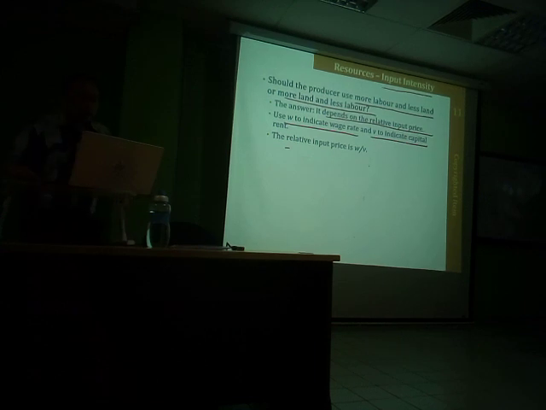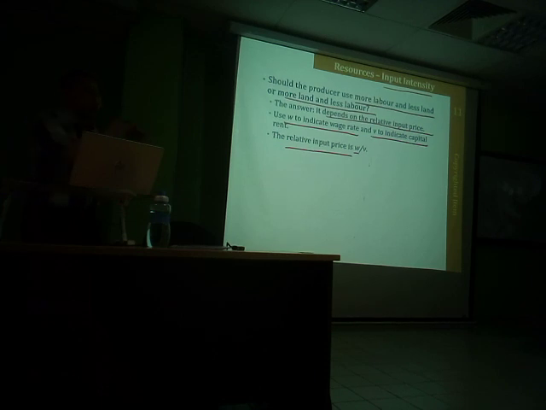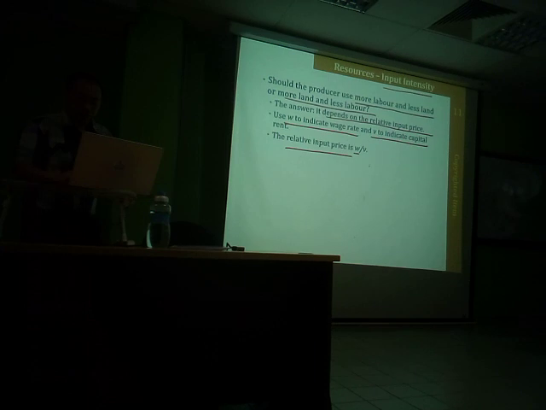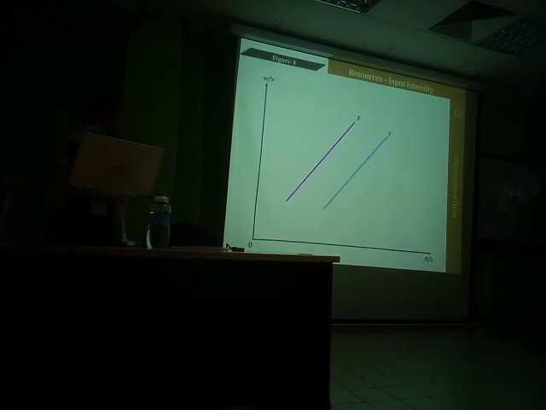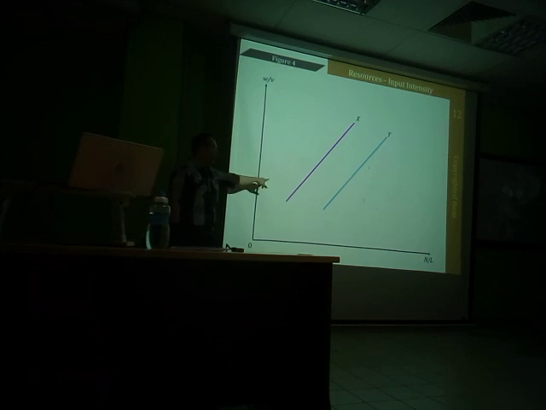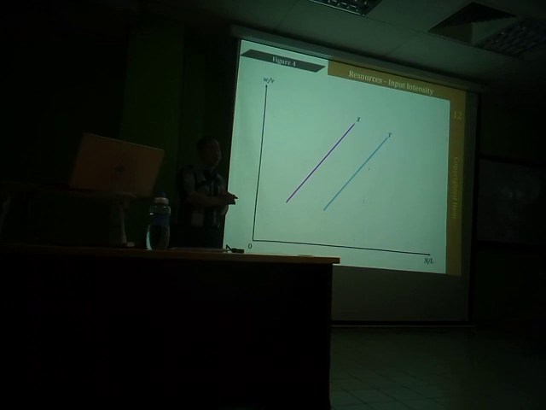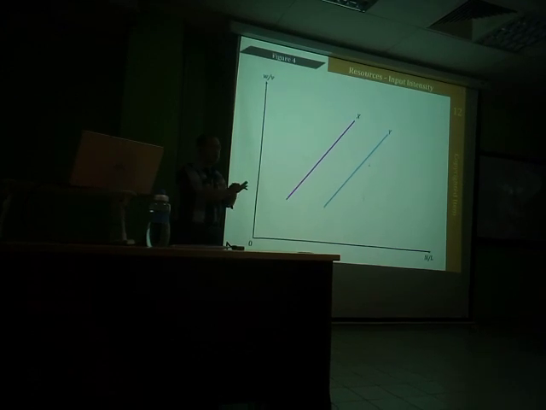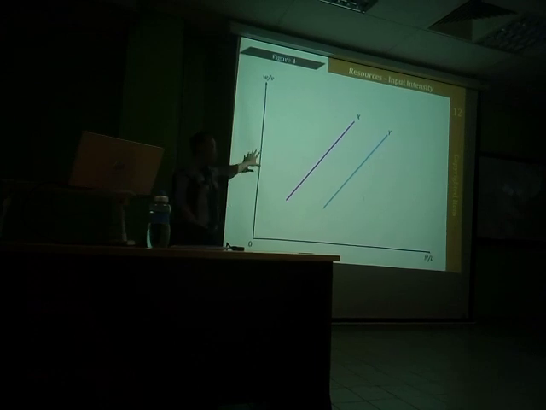Now, the relative input price is written in this way, which means it is the wage rate divided by the rent. Okay? From here, this diagram is actually quite interesting. We have X and Y, meaning that we still use the same assumption, commodity X and commodity Y. We have country A and country B, right?